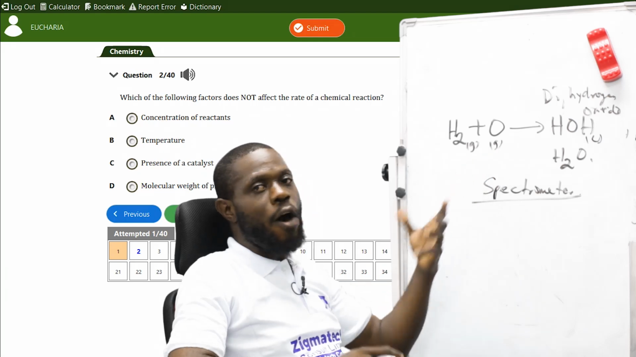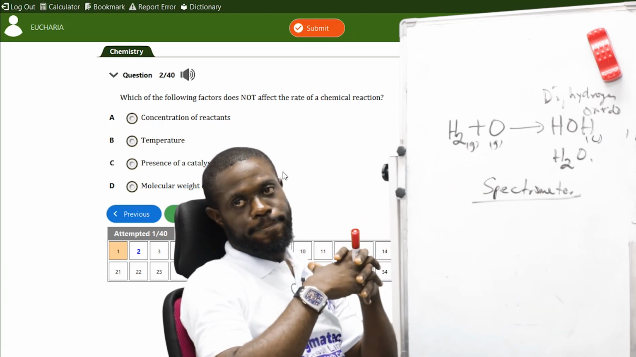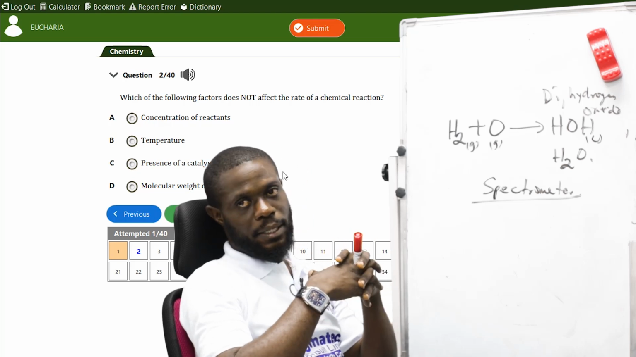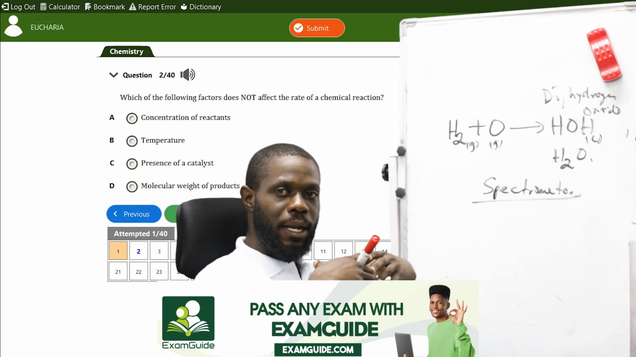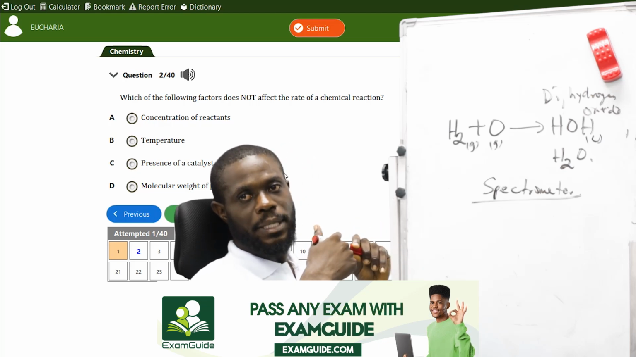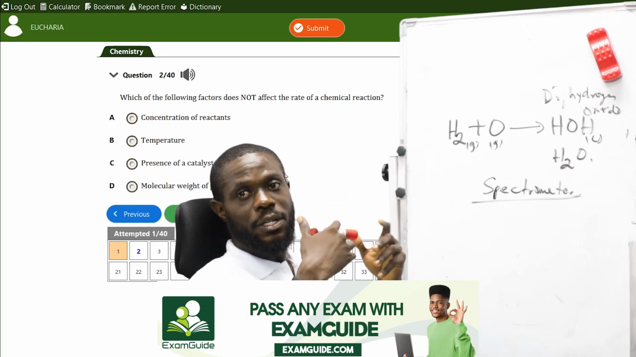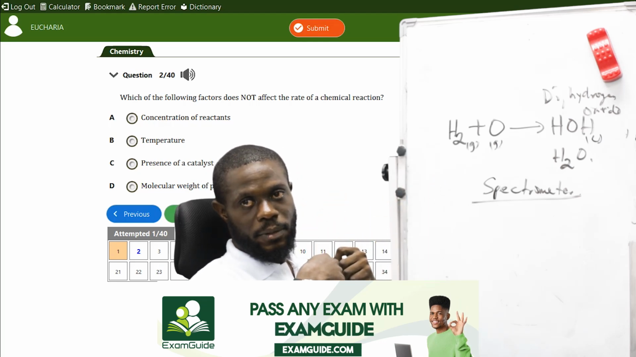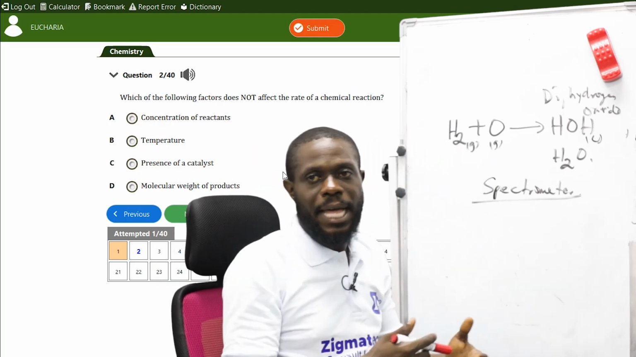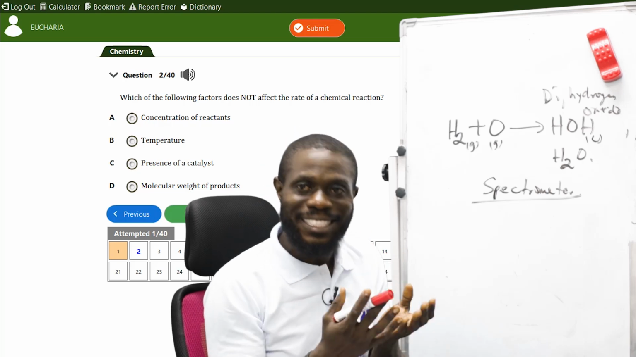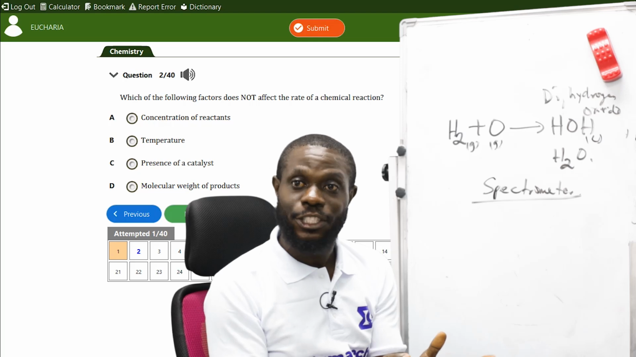Now, the concentration of the reactants talks about the type of reactant. What kind of reactant is reacting together? Is it a metal, a non-metal, or a metalloid? What do I mean? Is it a gas, a solid, or a liquid? Okay, what type of metal it is? The type of metal tells you how fast the reaction might go.